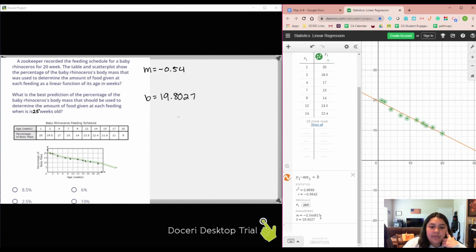For my b, I have 19.80. Oh, no. 02. The 2 is not greater than 5, so again, I can't change it. I can't change the 0 to a 1 because 2 is not greater than 5. Okay, so these are my m and my b. And we have y equals mx plus b, and we're going to go ahead and plug in our m and our b.